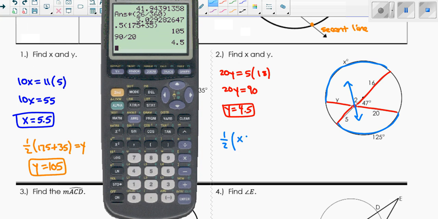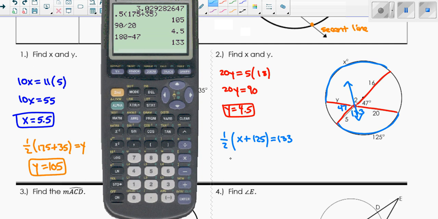So 1/2 of x plus 125 equals my angle, which I have to figure out because I already have an unknown. But notice that if this angle is 47, then this one has to be 47. If I take 180 minus 47, I get 133. So that means that they're both 133. So then it's got to equal 133.